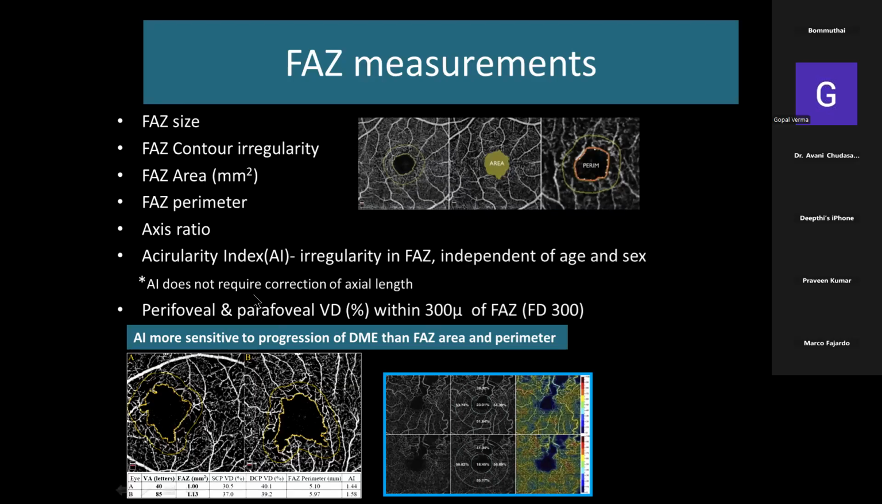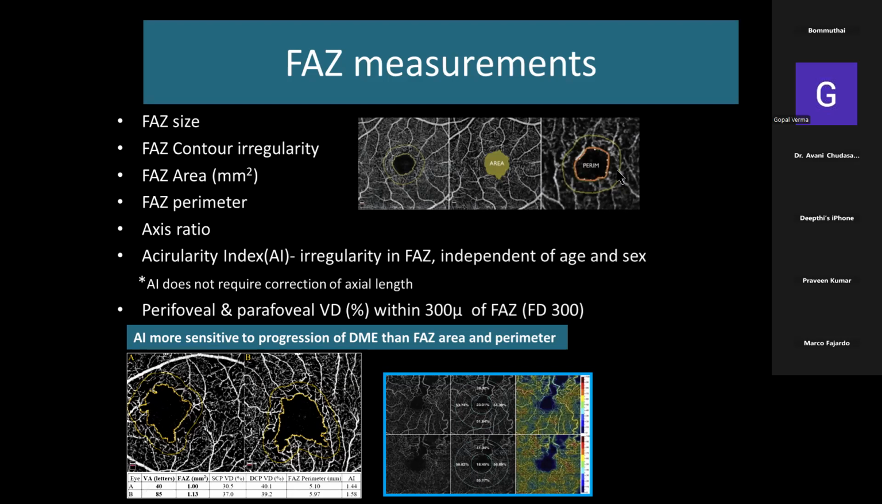One more thing is, unlike FAZ area and other parameters, the acircularity index does not require axial length corrections. So we need to look at the AI, that is the acircularity index, which is much more sensitive in assessing the progression of DME than the foveal avascular zone area as well as the perimeter. You can clearly follow up these patients.